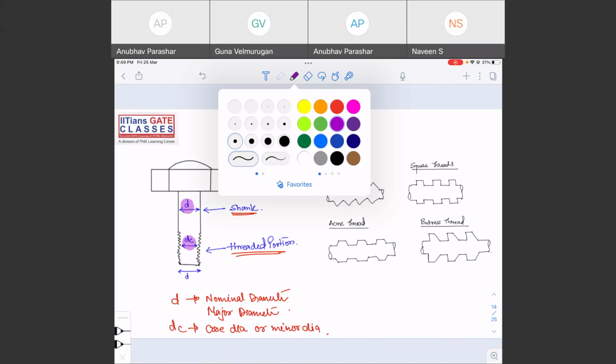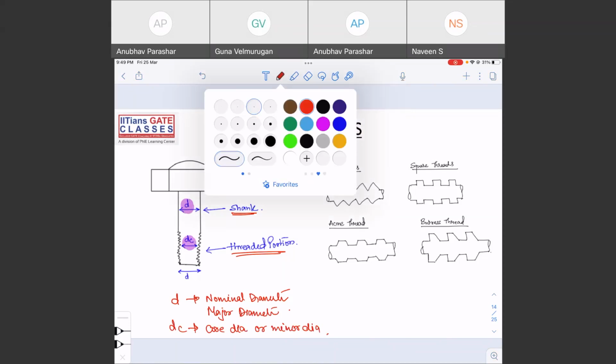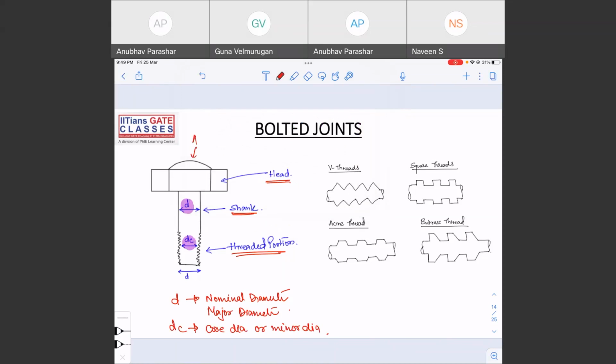So how is the bolt specified? A bolt is specified by its shank diameter. Tell me which is the weaker portion. Is the shank weaker or is the threaded portion weaker? DC is smaller than D, right? So the weaker portion will be the threaded portion. Nice.